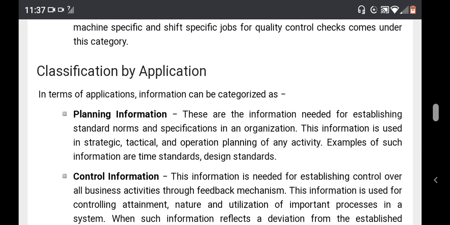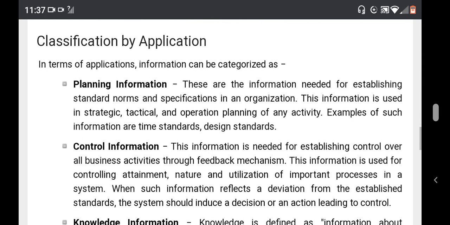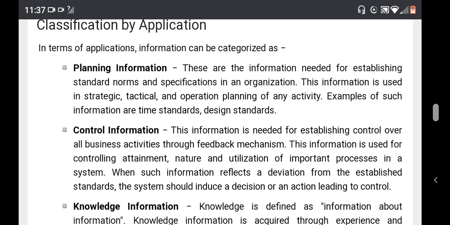Classification by application, we have planning information. These are information needed for establishing standard norms and specifications in an organization. This information is used in strategic, tactical, and operational planning of any activity. Examples of such information are time standards or design standards. So kapag nagpaplano, ito po ang ginagamit nilang information regarding sa changes sa company policies.